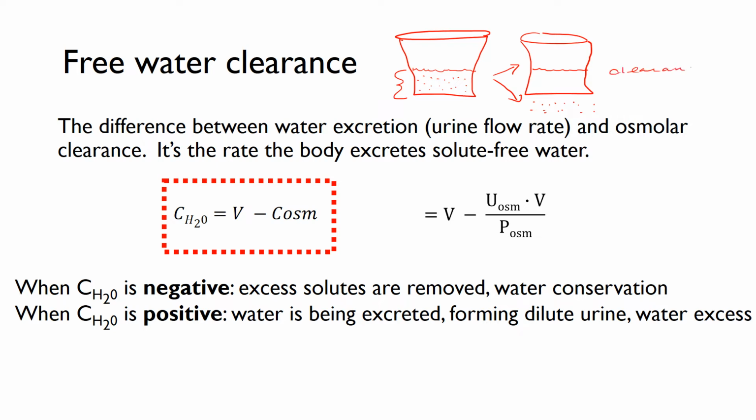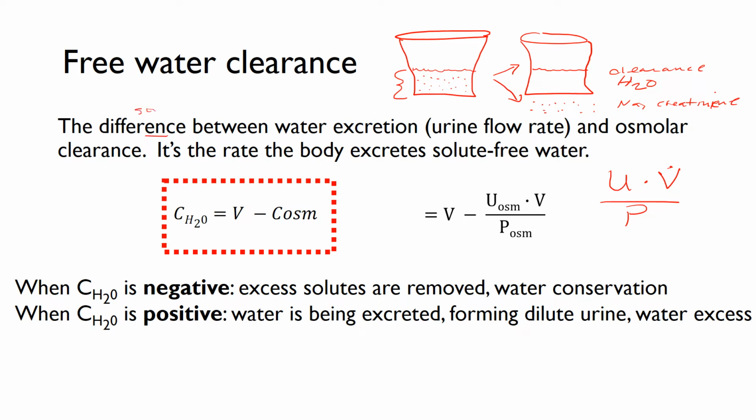Well, you can calculate the clearance of any one thing. Usually we calculate the clearance of things like sodium or creatinine. But we can also calculate the clearance of just water, and this is free water, meaning water without any solutes in it. And we do so by using the clearance calculation formula as a base. So the clearance calculation formula is U times V over P.